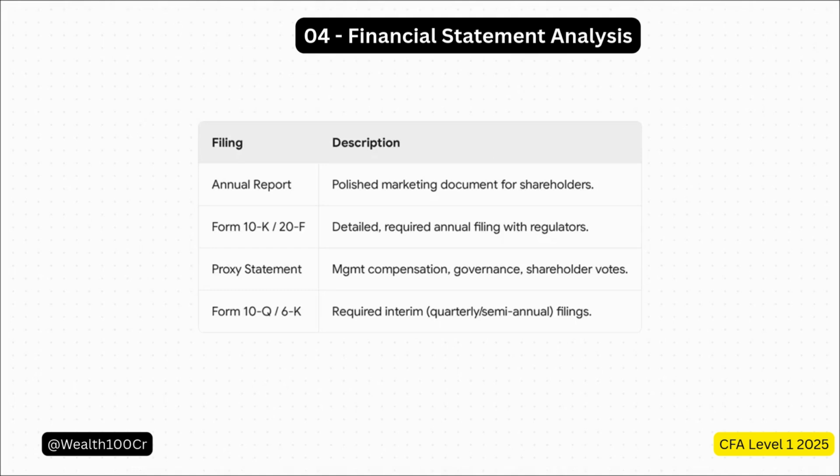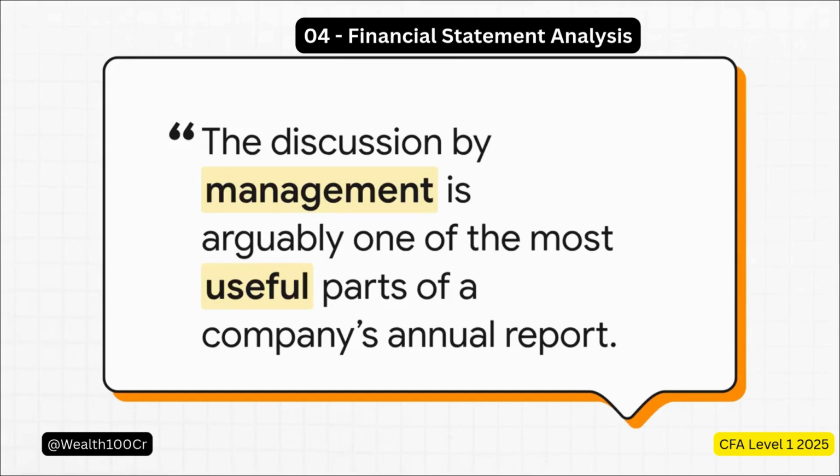And this table shows a crucial difference you have to understand. The glossy annual report, that's the company's marketing brochure. It's what they want to tell you. But the Form 10-K, that's the legal filing they have to submit to regulators. It's what they must tell you. Guess where you're going to find the really important, nitty-gritty details? Yep, in the 10-K.